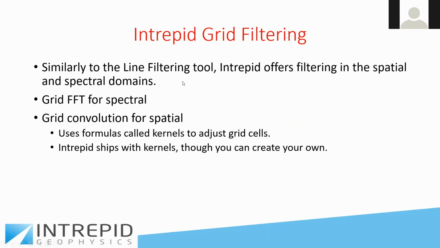Similarly to the line filtering tool, Intrepid offers filtering in the spatial and spectral domains for grids. It's grid FFT, spectral domain, and a grid convolution for spatial. The grid convolution uses formulas called kernels to adjust the grid cells. There are kernels that ship with Intrepid, but you have the ability to create your own within it as well.